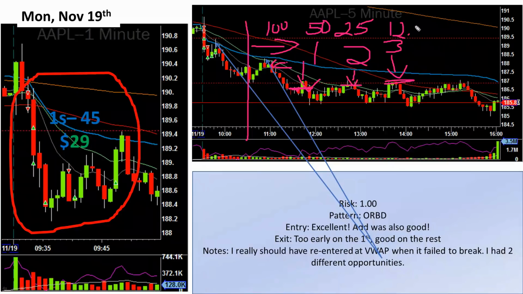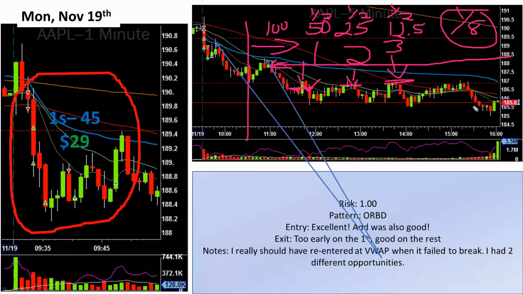I might take a second partial here, and then, for argument's sake, let's just say I take a third partial here. Usually after my third partial, so this would be partial 1, 2, and 3, I exit a trade. So if I have 100% of my size here, I sell 50% here. I then would sell 25% here, and I sell 12.5% here, right?